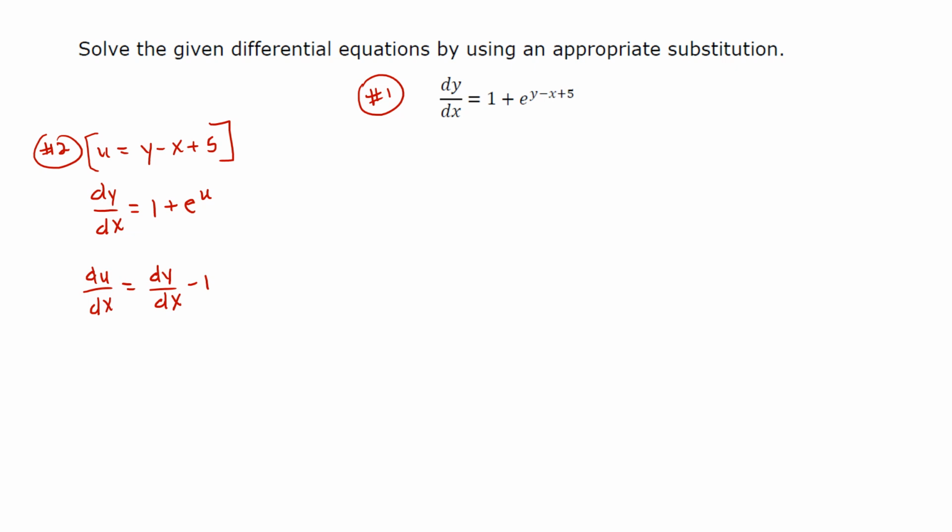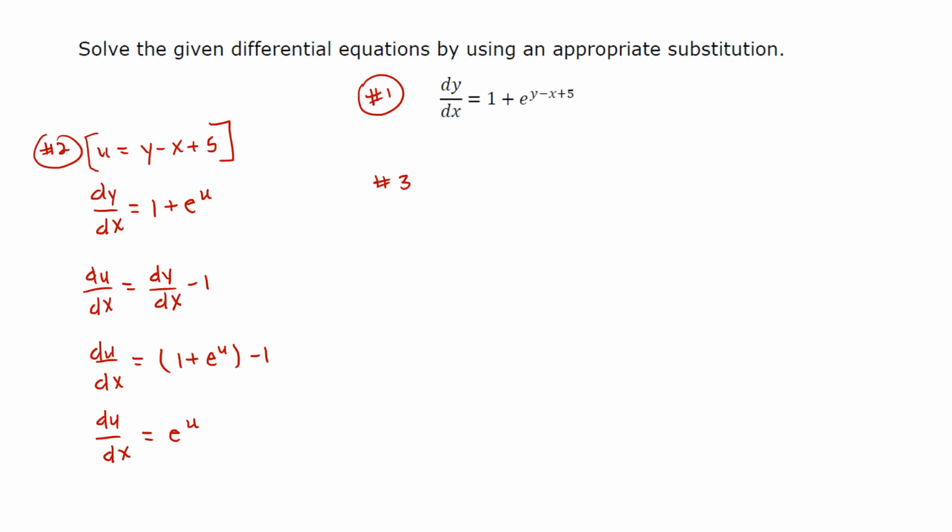So now we can substitute dy dx. So du dx equals 1 plus e to the power u, minus 1. So du dx equals e to the power u. Okay, so that's step 2.